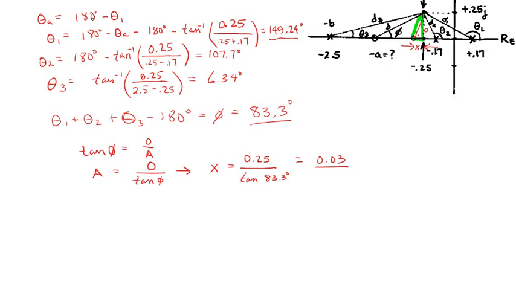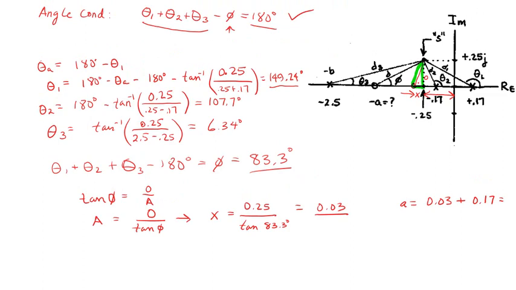And the value of A is going to be 0.03 plus this distance, which is obviously 0.17. So, excuse me, not that. I misread my graph there. This distance right here is 0.25, so 0.25. So that's 0.28. And that's now the value of A.